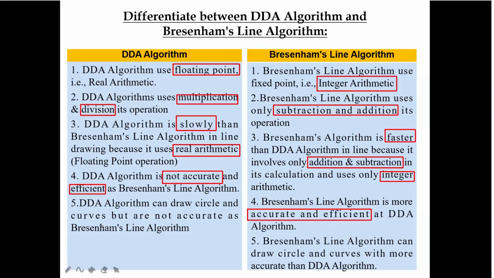In the last point, you can see the DDA algorithm can draw circles and curves, but not as accurately as Bresenham's line algorithm. That is also a point. It is not accurate, so you can add circles and curves over here. And here it is more accurate. Okay, so this is the point you have to remember: while drawing circles or lines or anything, it will be more accurate. Fine. So these are all the differences between the DDA algorithm and Bresenham's line algorithm.